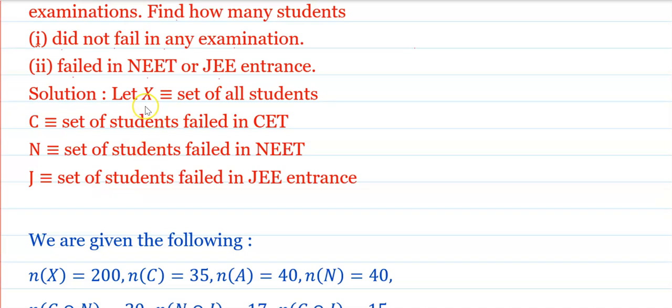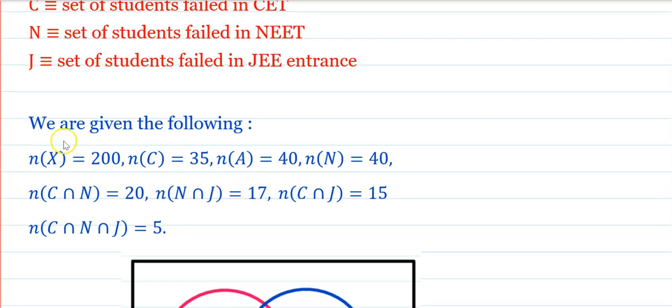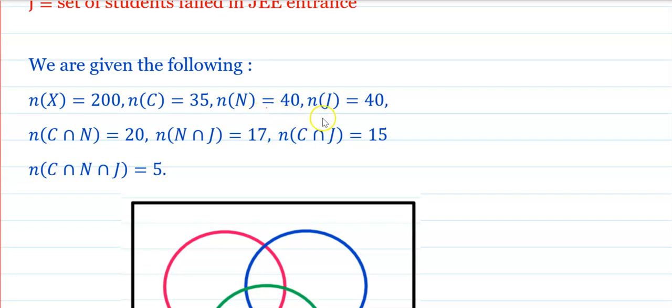Now let X be the set of all students, C the set of students who failed in CET, N the set of students who failed in NEET, and J the set of students who failed in JEE entrance. Now we are given that there are 200 students, therefore n of X is 200. N of C, those who failed in the CET examination, is 35. N of N is 40, that is students who failed in NEET, and n of J is 40.